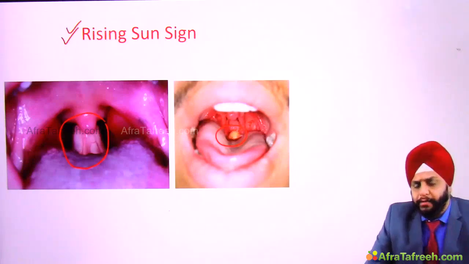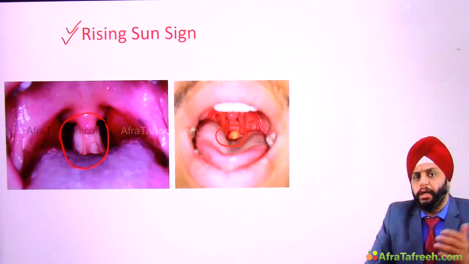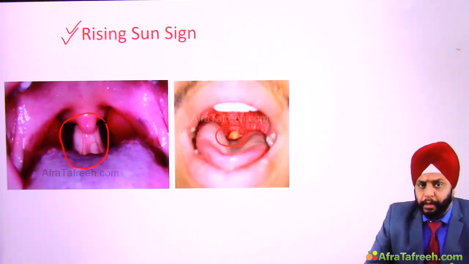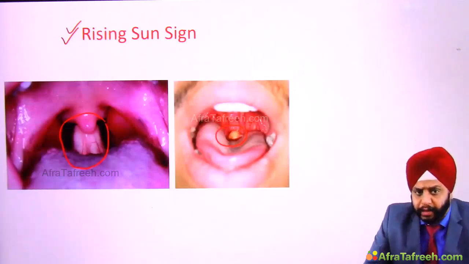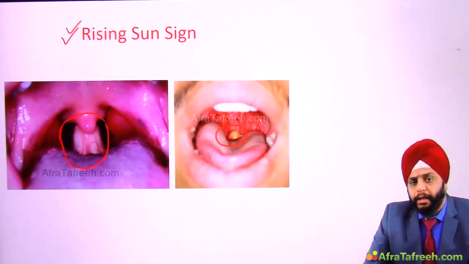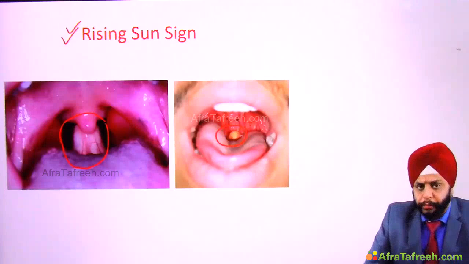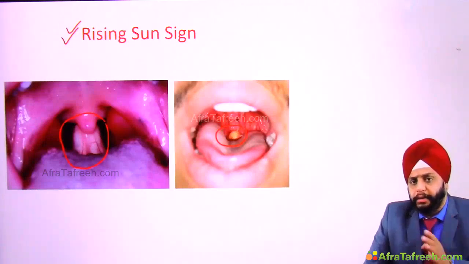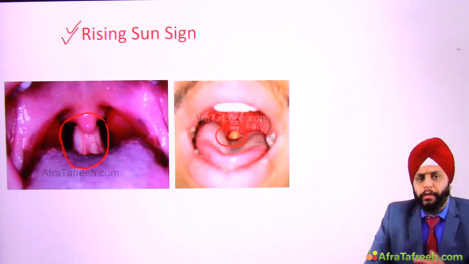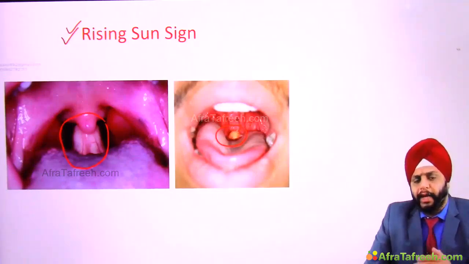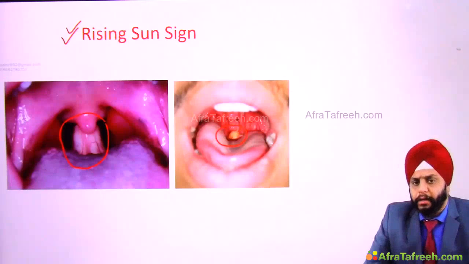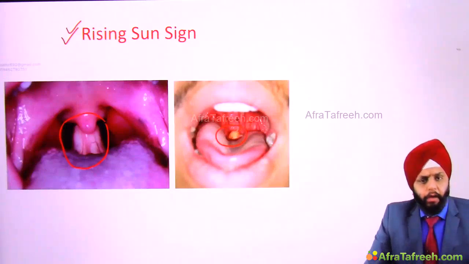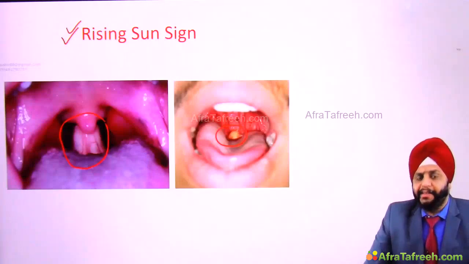Now, one rising sun sign I taught you in ear, in the glomus tumor. Now, this is the second rising sun sign seen in ENT, but this one is in the throat. That one was in the ear, and this is in the throat. Okay, so we have a rising sun sign, an inflamed epiglottis that is seen behind the tongue.